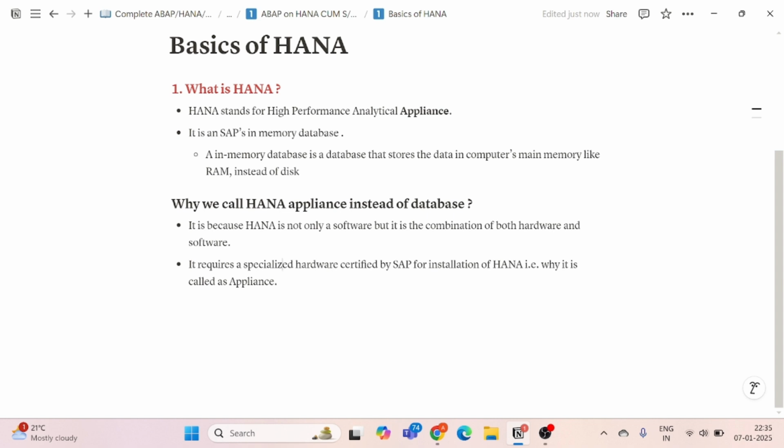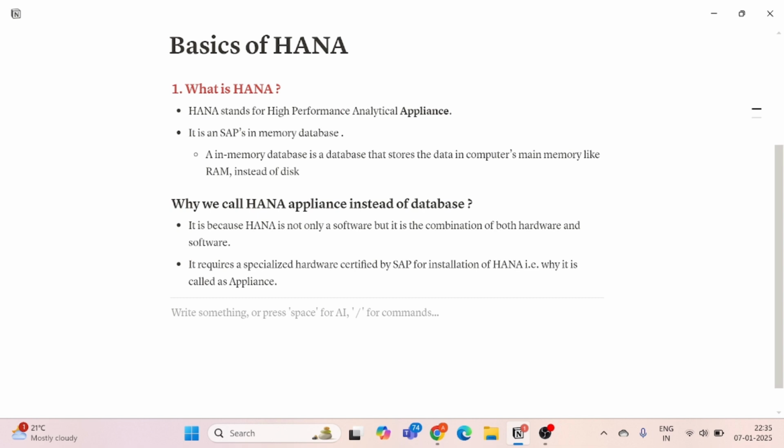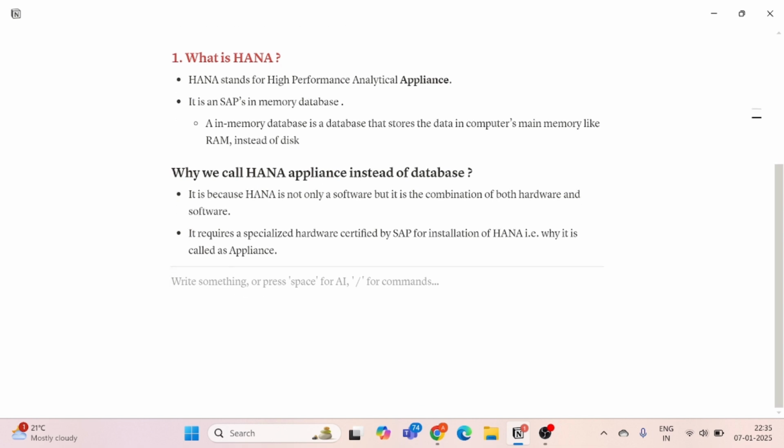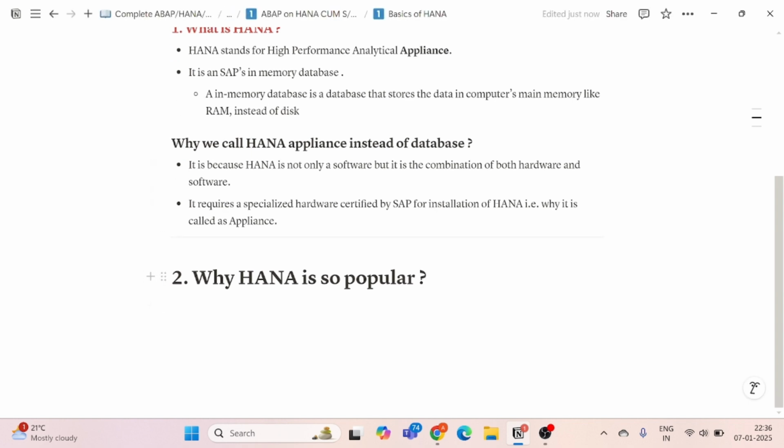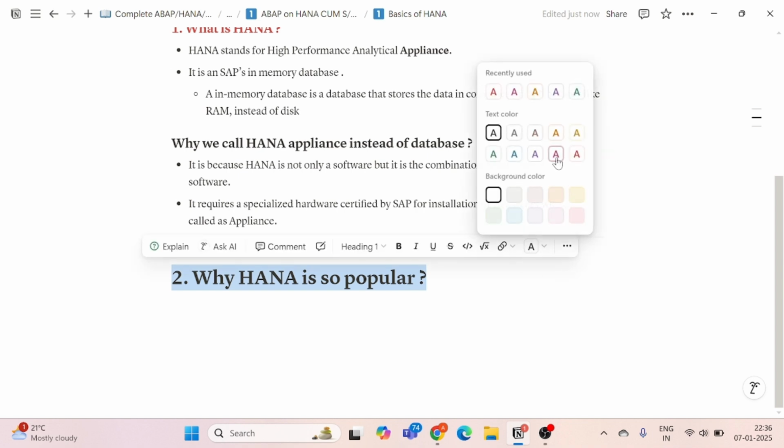Now the question that comes into everyone's mind, especially those people who are still working on ECC systems: if we have lots of databases in this world, why is HANA so popular? This is the first question that comes to our mind.